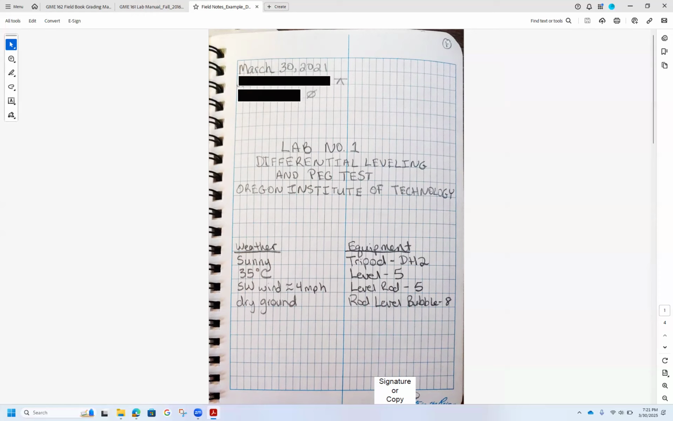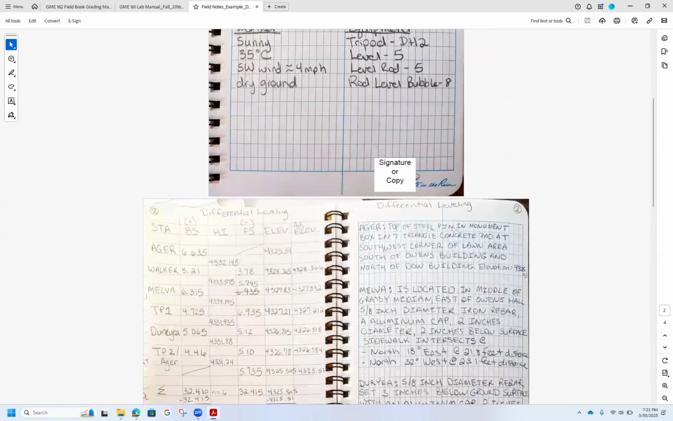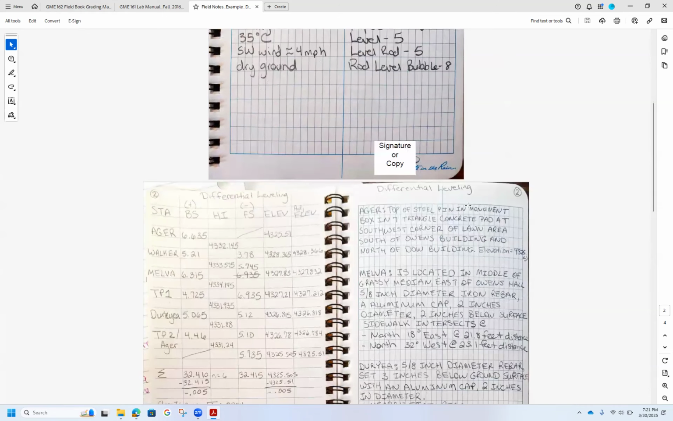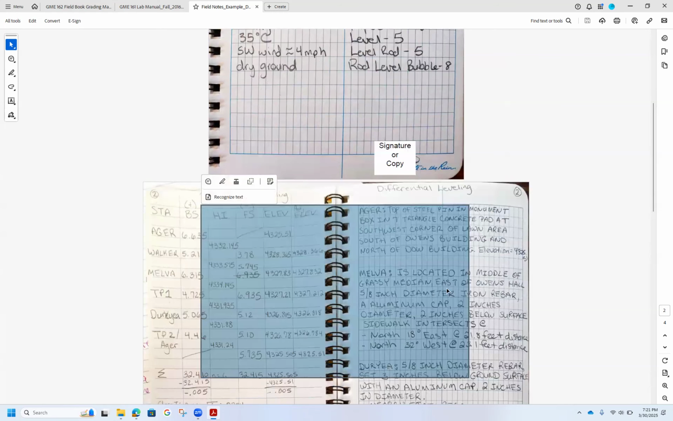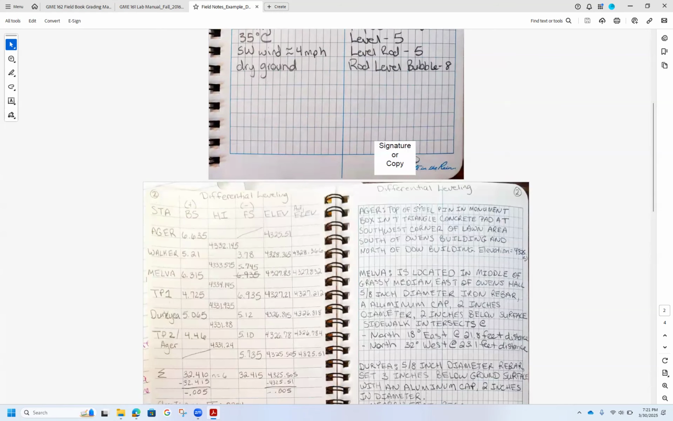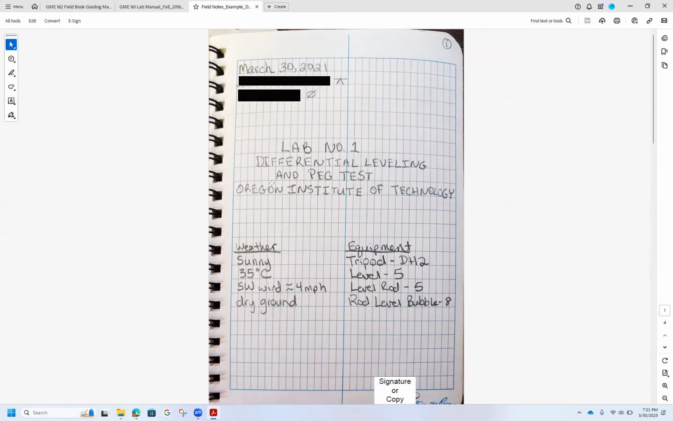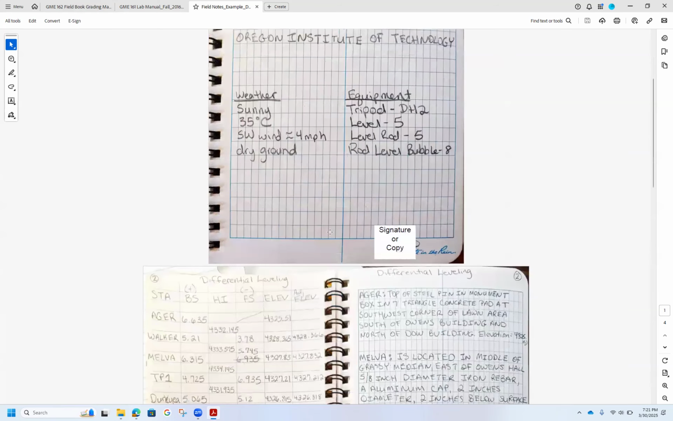As you notice up here in the top right corner, this is the page number. As you flip through every page, you put your page number in the top right corner. That's page 1, the next one's page 2. This whole thing is page 2. Again, you'll see the title, the location, then the weather, then the equipment that they used.